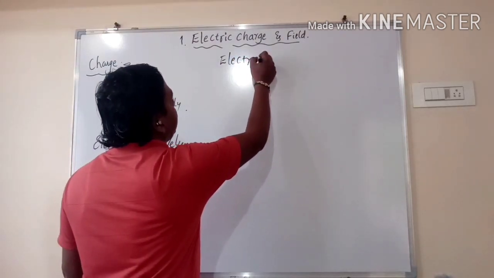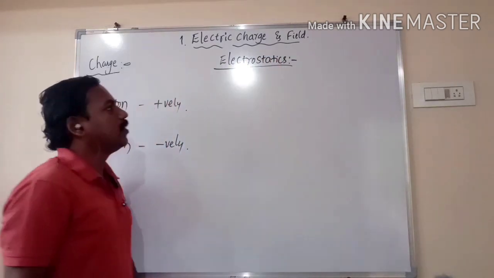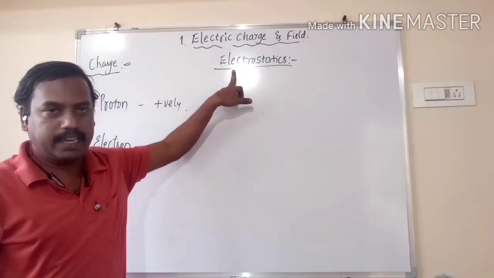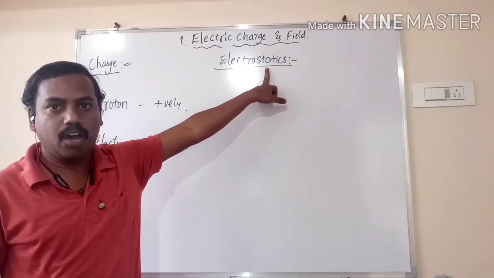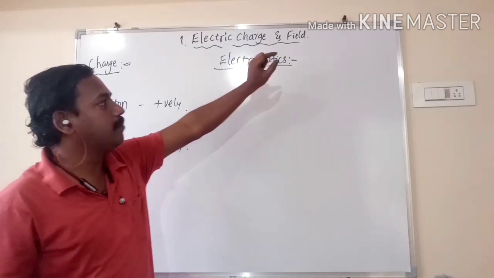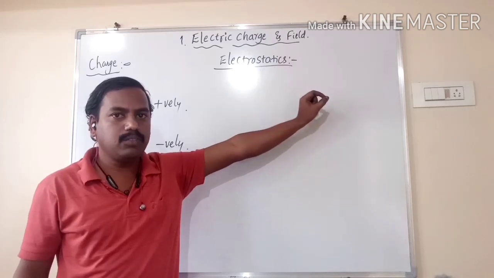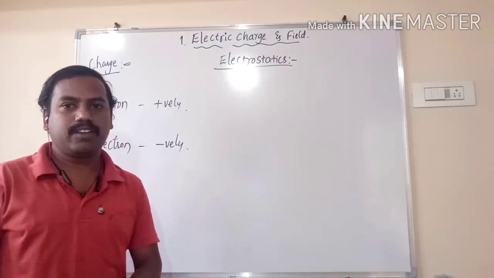Look at the word electrostatic, right? Once you look at the word, you come to know that electro means the charge, electrons. Static means those are at rest or in equilibrium. Therefore, the branch of physics which deals with the study of charges at rest is called electrostatics.